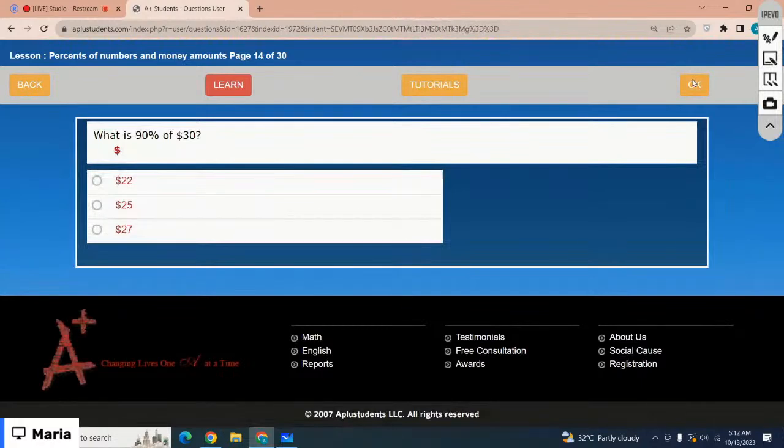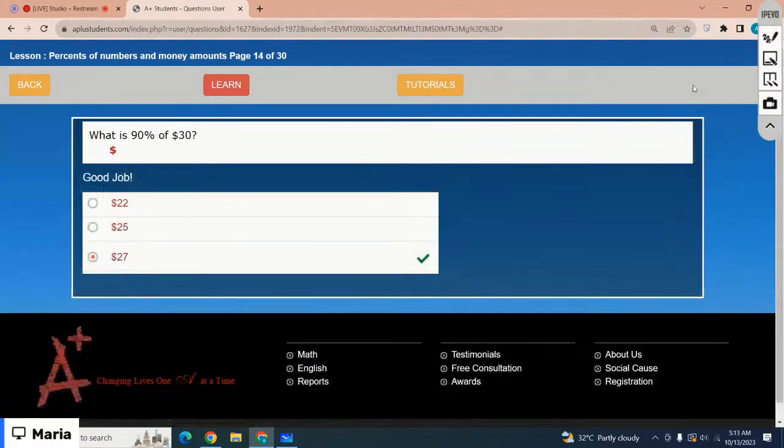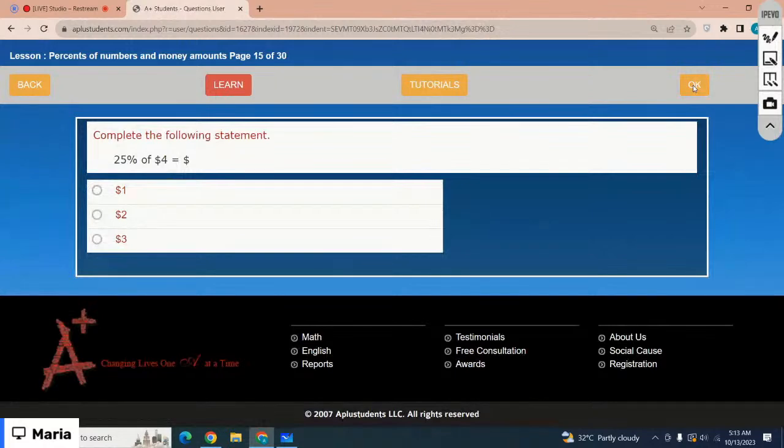90% of 30 is 27. It is right. The correct option is 27. 25% of 4 is, which is the correct option?